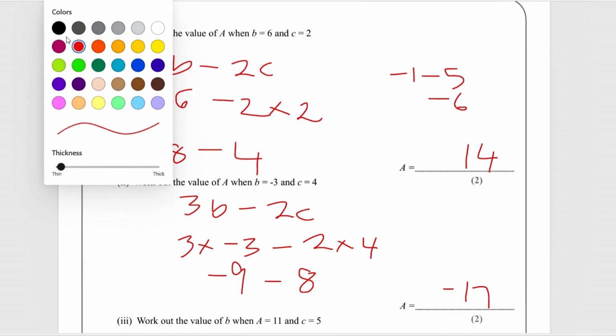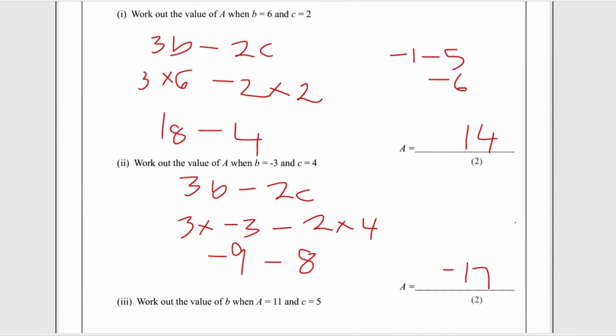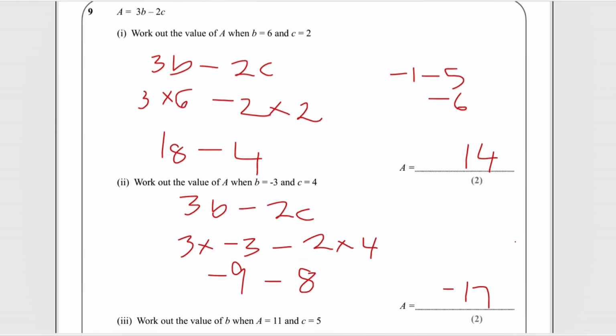As easy as that. Okay, we have one last part of this question that says, work out the value of B when A is 11 and C is 5. So where you have A, permit me to solve it here. You put 11 equals 3B minus C, and C is 5. So 2 times 5, that's simply 10. So we're solving this right here.